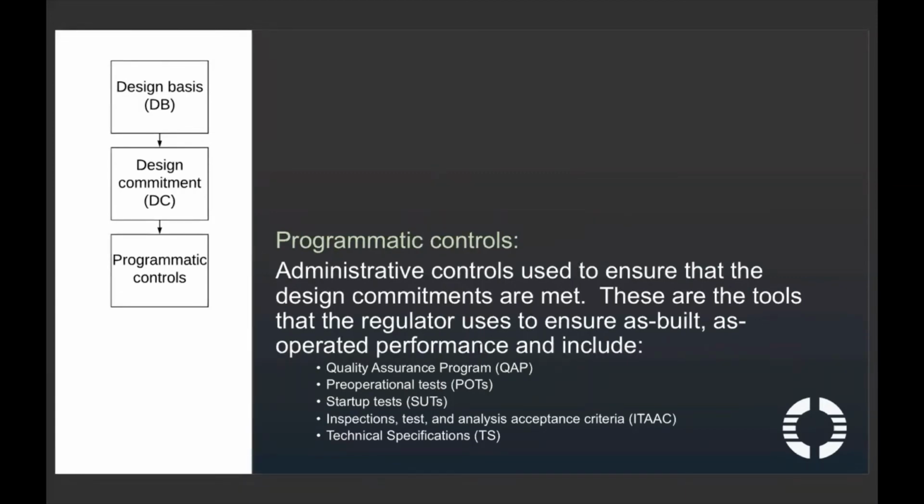Programmatic controls include the quality assurance program. Applying quality assurance to a key parameter or design basis basically makes it a critical characteristic that you have to assure in the QA. Also, pre-operational tests can assure certain design bases and design commitments are met, for example a pre-operational test to determine, okay, is this shutdown rod falling in this number of seconds? Similarly, startup tests can confirm it upon startup. ITAAC are another method of programmatic controls, as well as technical specifications, which are in place throughout the operation of the plant.